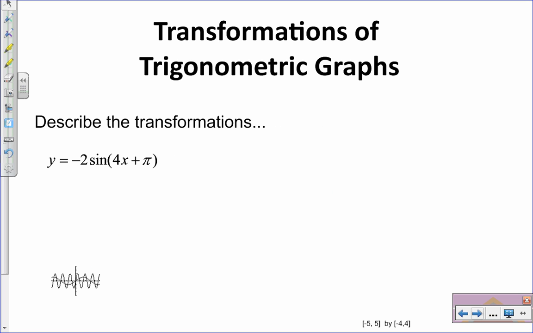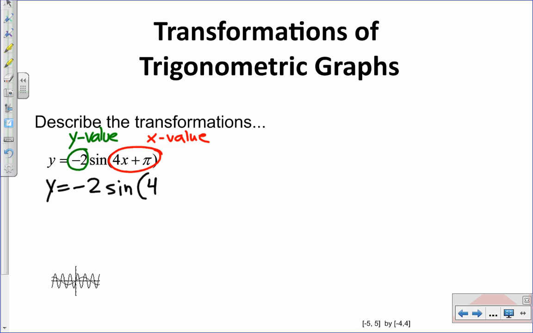Okay, now let's talk about transformations. With trigonometric functions, we've done a little bit of work. We know that this will relate to the y values of my graph, because it's outside of the parenthetical statement, and we know this will relate to the x values. Now let's rewrite it so we can better evaluate that horizontal shift. Negative 2 sine, so we're going to factor out the 4, or in other words, divide out the 4. So x plus pi fourths.